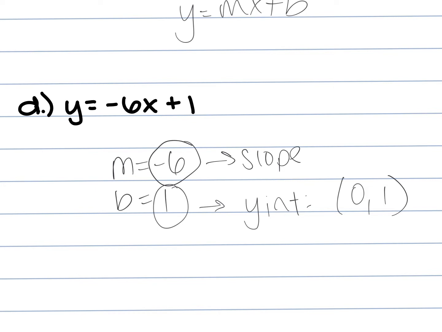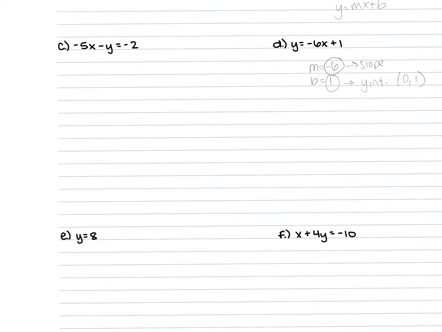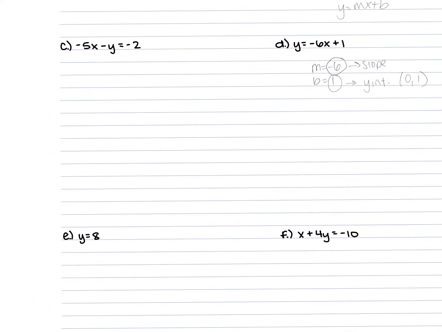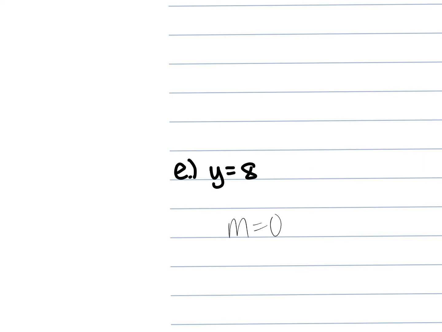We good? Questions on this one? Okay. What about E? Y equals 8. Sophia? The m is 0. Good. The m is 0. And the b value? 8.